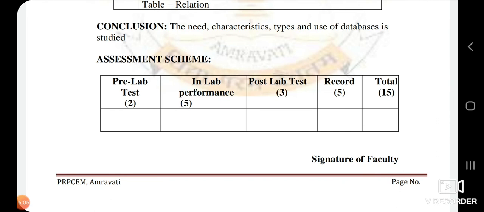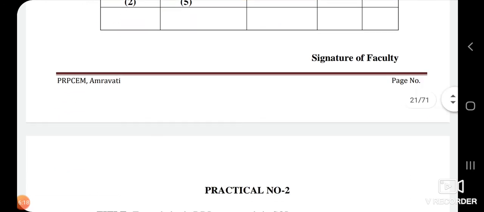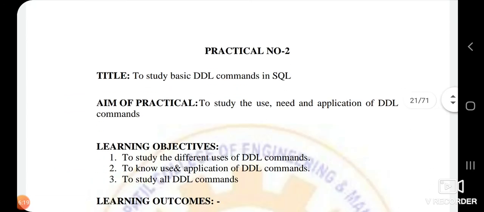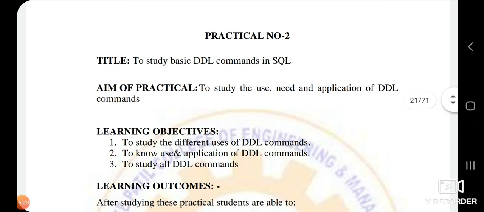Now if this would have been a physical practical in your lab, with pre-lab, then your performance, then post-lab, then record, I would have given you 15 marks out of this entire thing based on your specific performance. Now let us go for the next practical, that is the second practical, practical number 2.